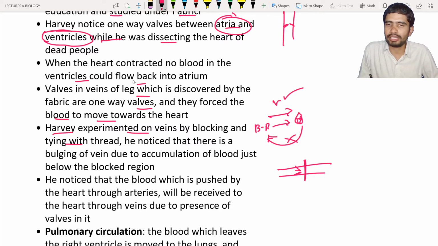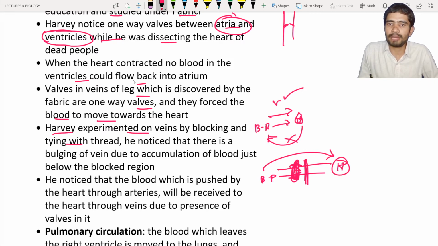When he blocked over here, what will happen? There will be bulging over here. The bulging will be seen. What you can understand from here is, this is the body parts and this is the heart. The bulging will be seen over here just before the blocking. This indicates that the veins are carrying blood from the body parts to the heart.